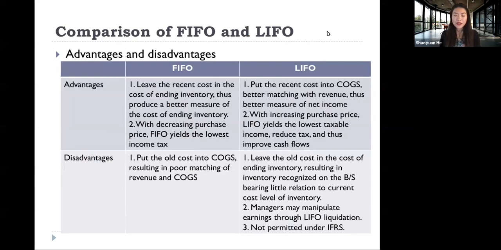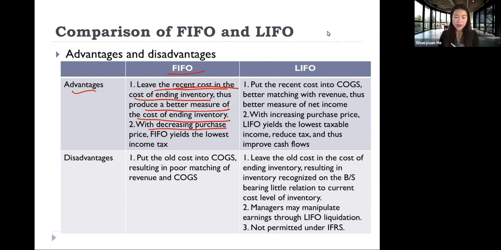So the advantages and disadvantages of the two methods. The advantage of FIFO, first in, first out: first of all, it leaves the current cost in the cost of ending inventory. What we have left is the current cost. So it produces a better measure of the cost of the ending inventory. It is more relevant, right? Because it is the most recent cost that we have left in the ending inventory.